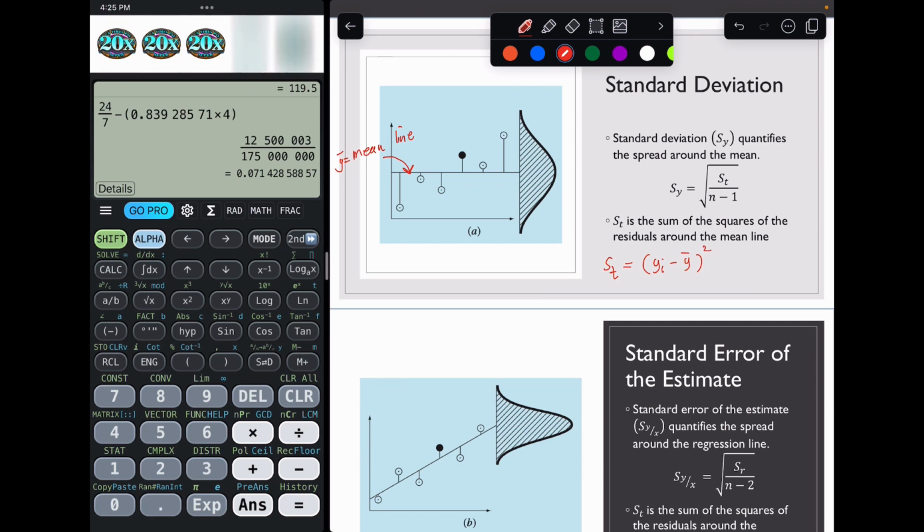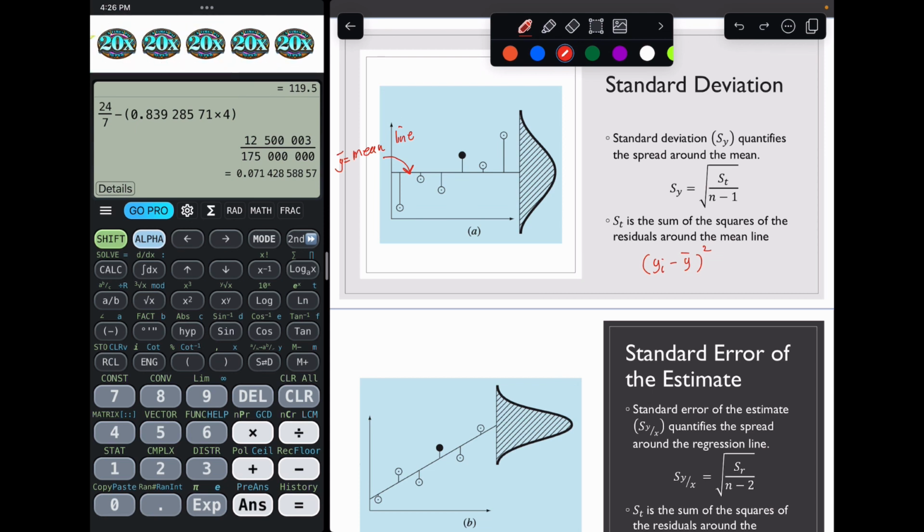Or sorry, that's not the St yet. So S sub t is the summation of the squares of the residual. So this is just the square of the residual. S sub t is the sum of the squares of the residual.